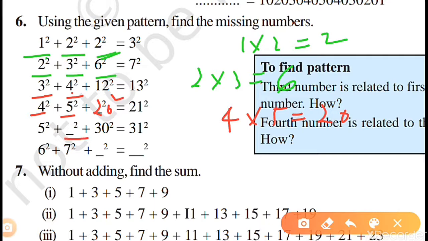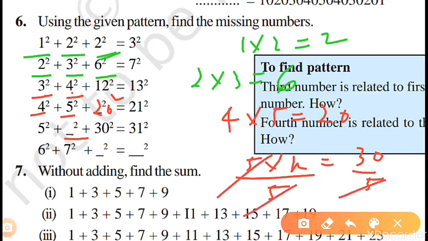Now in the next question we have to find the number over here. We know if it is x, then 5 into x must be equal to 30, and if we divide both sides by 5 we will get 6, so we will say here the number will be 6 square. So again 6 square plus 7 square is 42 square. Now this is the relation between the first three digits.